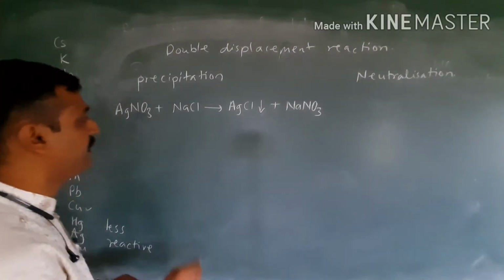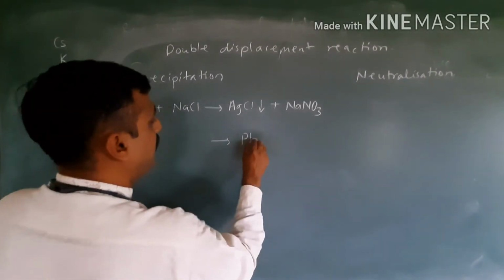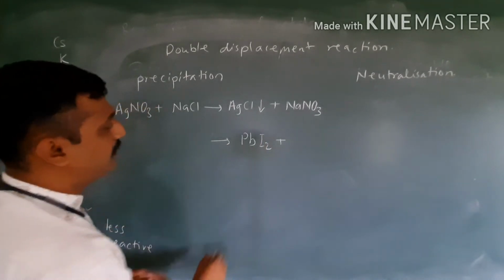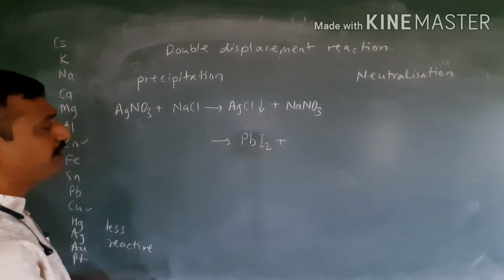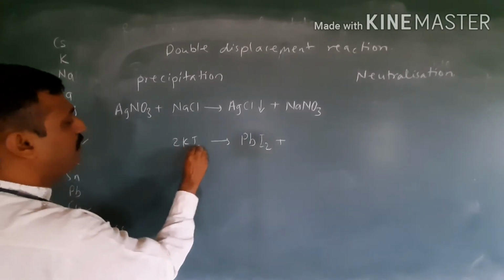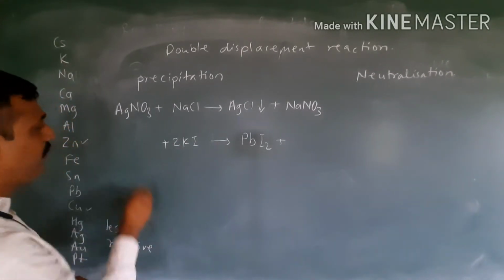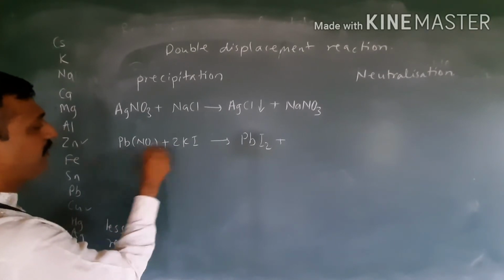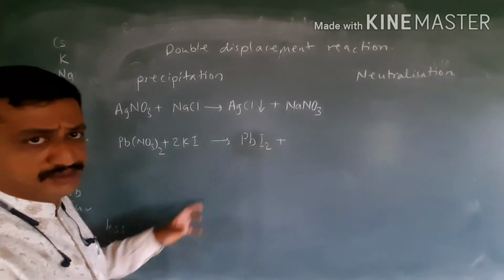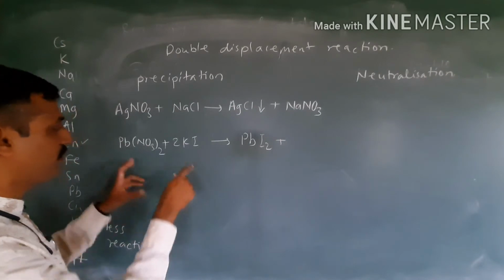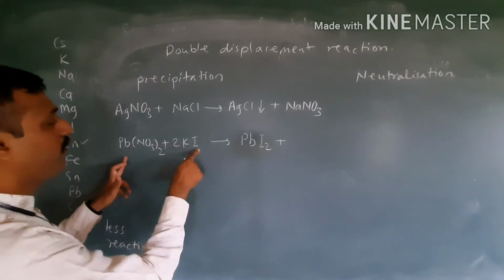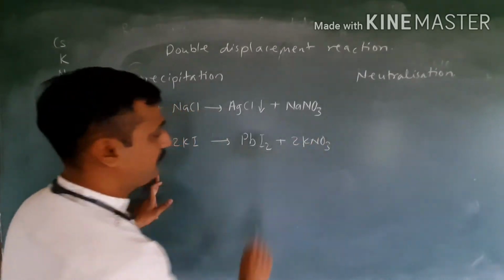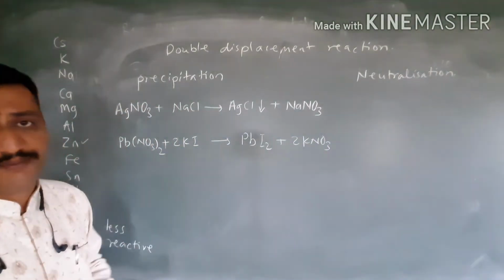We may state another example. See, silver chloride, that is the white colored precipitate. Lead iodide is the yellow colored precipitate. How will it be formed? When lead nitrate reacts with potassium iodide. These two aqueous solutions, if we mix together, we will obtain PbI2 plus twice KNO3 in aqueous solution. So this is the yellow colored precipitate.